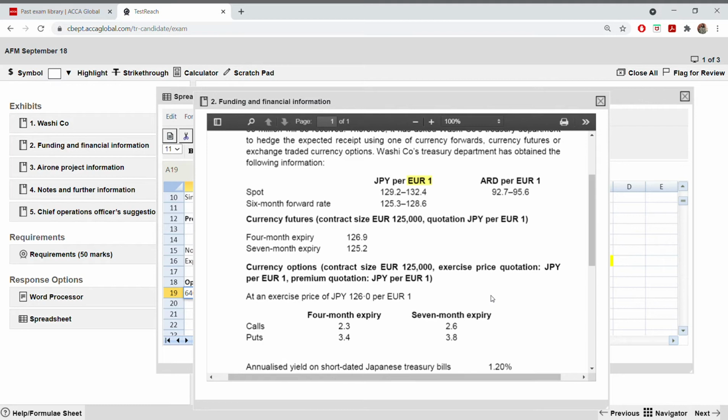But in this case, it is put because it is priced in terms of Japanese yen per euro. Your base currency is foreign currency, that means euro. So you are selling euro. Because receiving euro means you have to sell euro. Selling euro means it's a put option. That's why it's a put option.